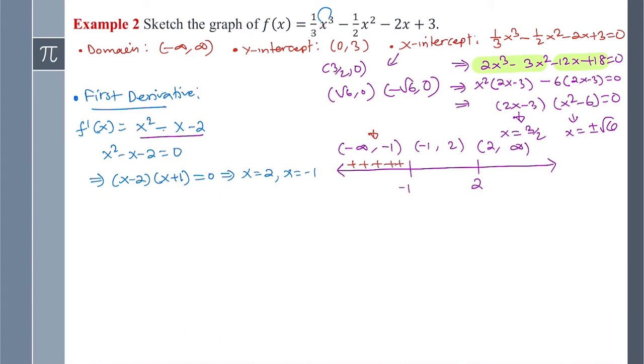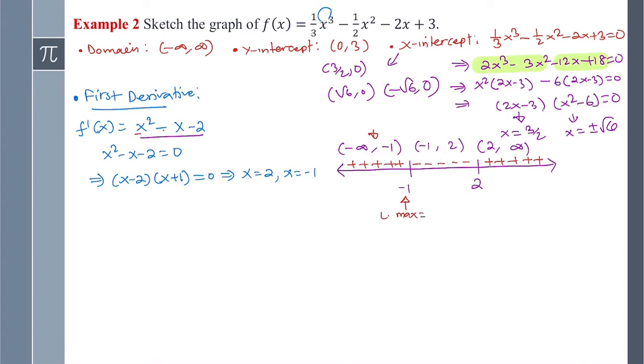Similarly, from here, if I pick 0, so 0 squared minus 0 minus 2 is a negative number. From here, again, if I take 3, so 3 squared is 9, minus 3 is 6, minus 2 is positive 4, so it's positive here. So the function is increasing here and then decreasing, and increasing. That means we have a local max here and a local min here.